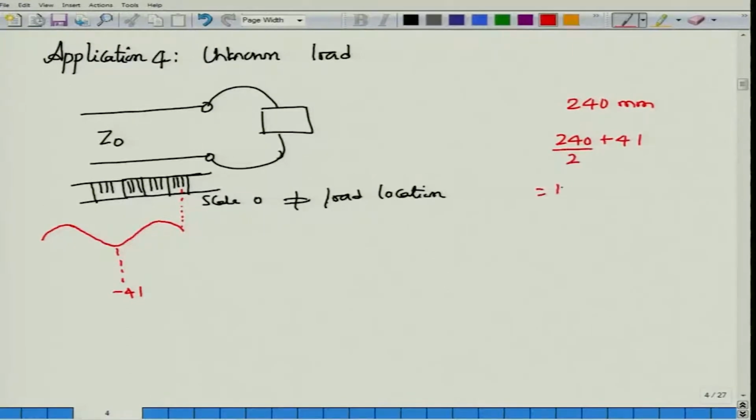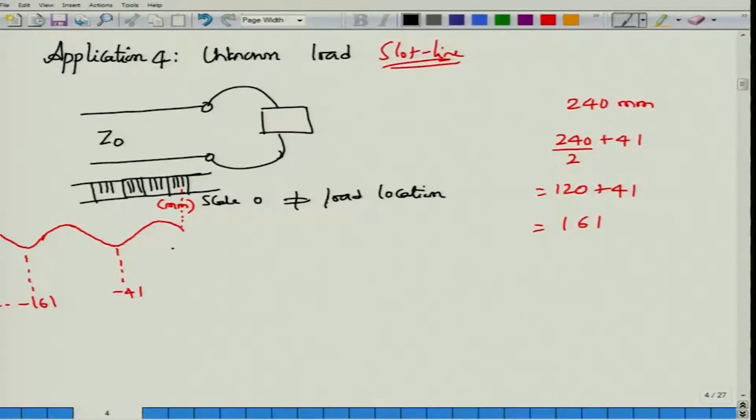So, 240 by 2, that is 120, 120 plus 41 is about 161. Then the next minima occurred at minus 161 and so on. This scale is in millimeters, okay. So, this is what I have measured on the transmission line using my slotted line equipment, okay. Now, what I do is I replace this load by short circuit, okay.